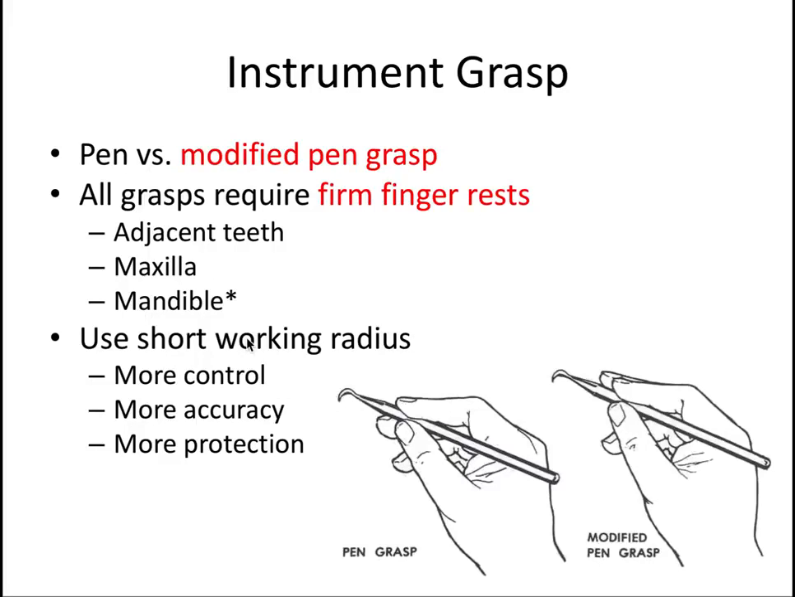Also, use a short working radius. Don't overextend the instrument, and don't hold the instrument too far back. So this means you should grab the instrument more towards the working end, so your fulcrum is nearer to the working end for more control and more accuracy.